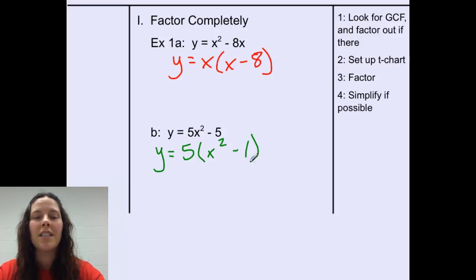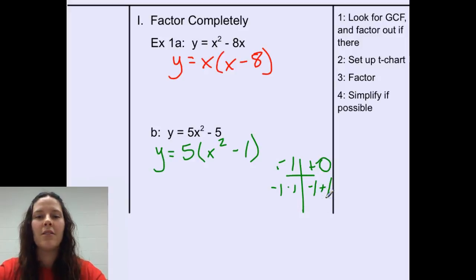Looking at what's in the parentheses, it does have an x squared term, so we can think about trying to set this up as a t-chart. What multiplies to a negative 1 and adds to 0 because we have 0 middle term. 1 times 1 gives us 1. Make one of the values negative when you're multiplying to a negative. Negative 1 plus 1 gives us 0. So this is that difference of squares. Keep your GCF of 5, factor it into x minus 1 times x plus 1.